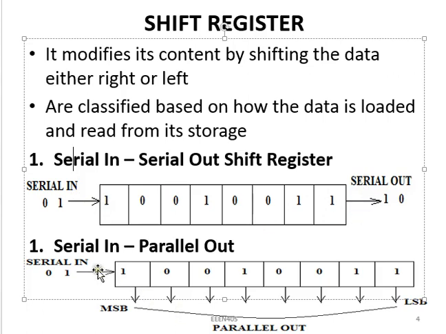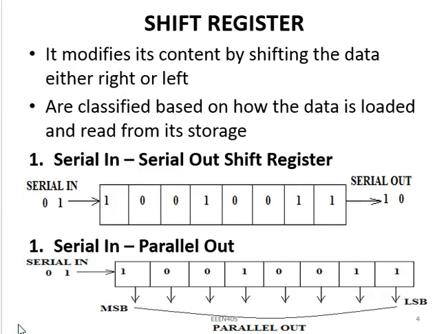Then the second type is called the serial in, parallel out shift register. If you look at this one, the information goes in bit by bit, but we can read the content of all the flip-flops at the same time, and that is why we call it parallel out.